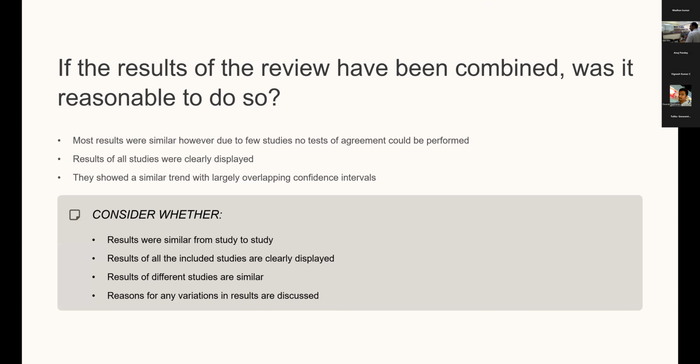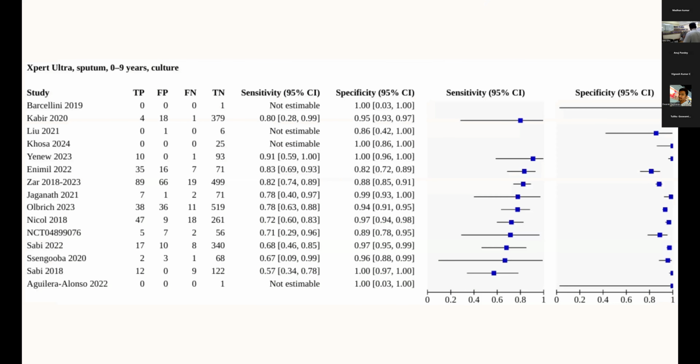So the next question is, if the results of the review have been combined, was it reasonable to do so? Most of the results were similar. However, due to a very few number of studies, we couldn't look at the tests of agreement between them very well. And the results of all studies were clearly displayed, and they showed a similar trend with largely overlapping confidence intervals. Sometimes they didn't really overlap. So this is just a visual representation, but they could not do any tests of heterogeneity on these studies because of the low numbers.